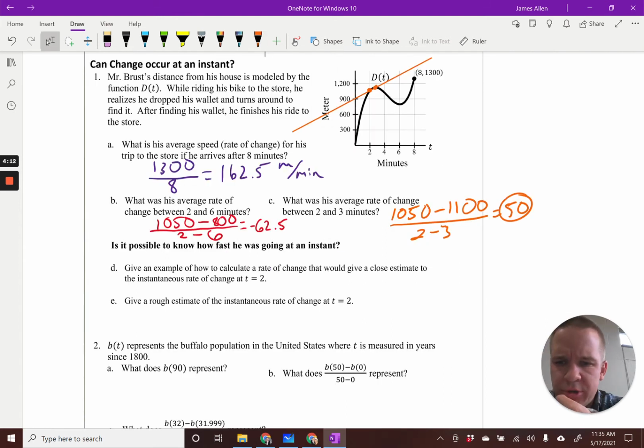So here's an interesting question. Is it possible to know how fast he was going at an instant? Like at that exact split second of time, in this next part here it says at time equals 2. So at 2 minutes, exactly how fast was he going? Can we tell from this graph?